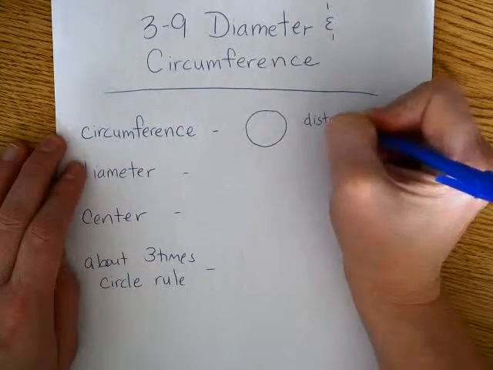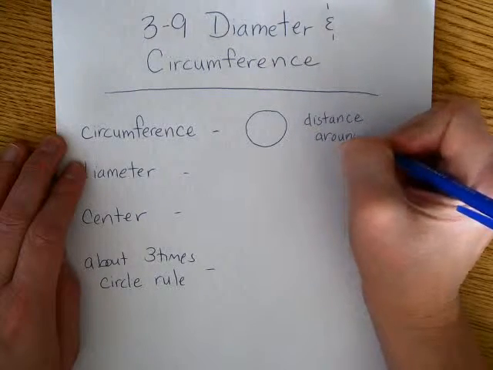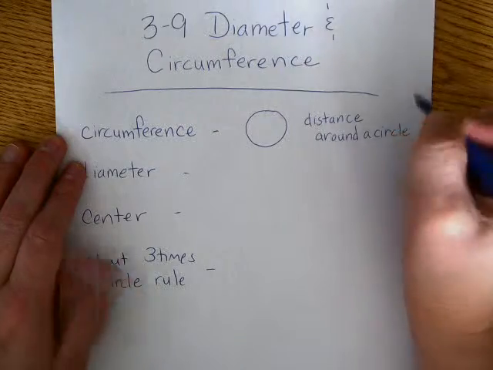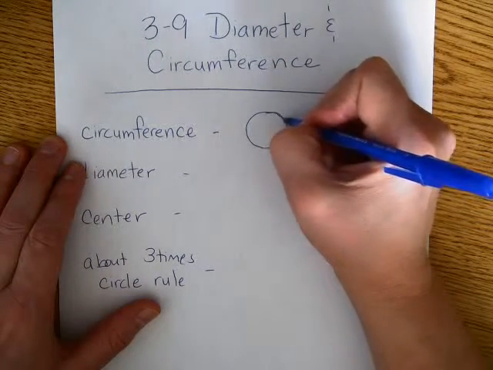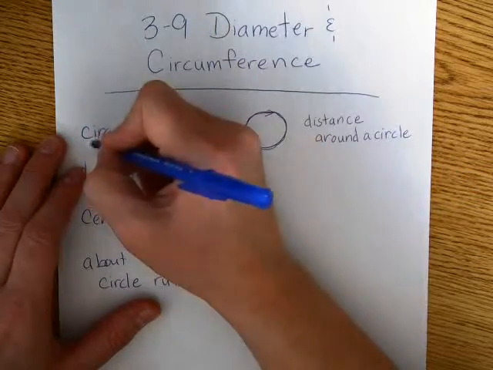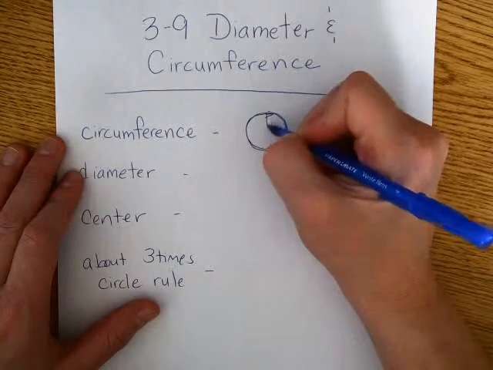Up until this point, we've been talking about the distance around shapes as the perimeter. But when we're talking about a circle, the word that we use to measure distance is not perimeter, it is circumference. Circumference.